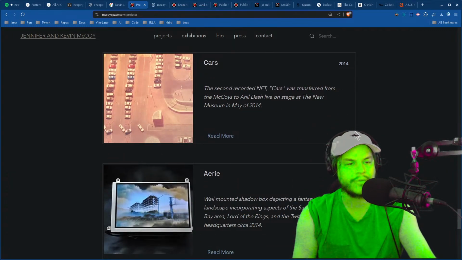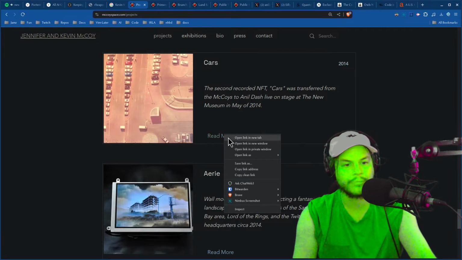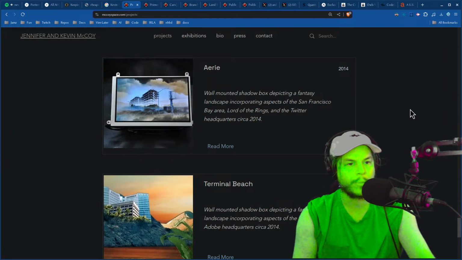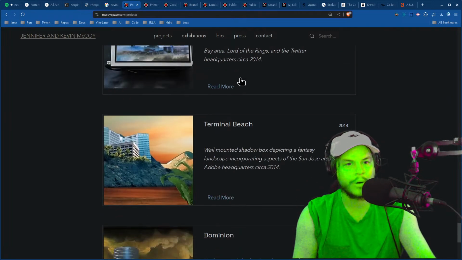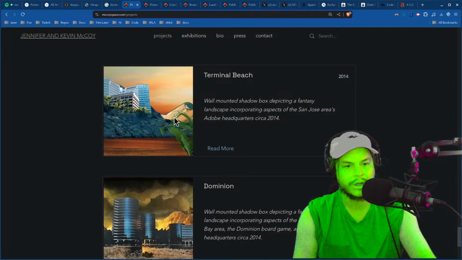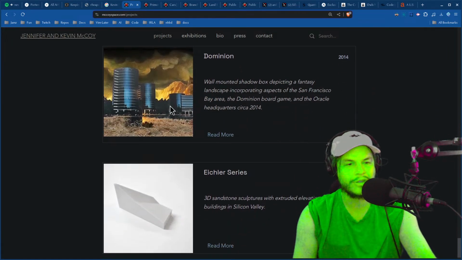The second recorded NFT, Cars, was transferred from the McCoys to Anil Dash live on stage. So this is the second. We're now in 2014. And we've got a wall-mounted shadow box depicting a fantasy landscape incorporating aspects of San Francisco's Bay Area, Lord of the Rings, and the Twitter headquarters circa 2014. Then we've got the Adobe headquarters '14 for Terminal Beach here. Oracle headquarters. Nice. Love these. I would love these to be so good. If you're a real rich Silicon Valley guy, that'd be good.